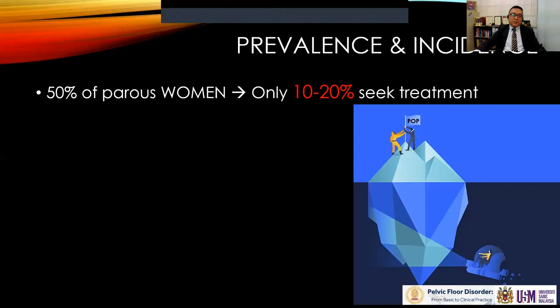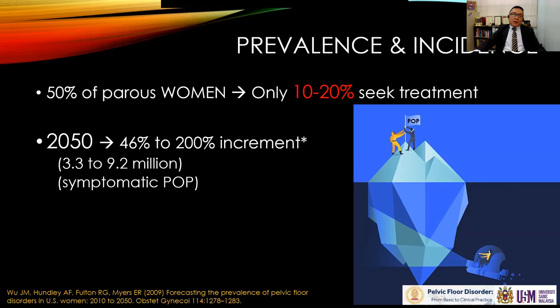An interesting forecast by Wood et al. predicts that in the year 2050, there will be an increment of about 200%, which is 9.2 million, of symptomatic pelvic organ prolapse. So I think from now on, we have to prepare ourselves to deal with pelvic organ prolapse or pelvic floor disorder, in order to embrace the 9.2 million that will be coming to us.